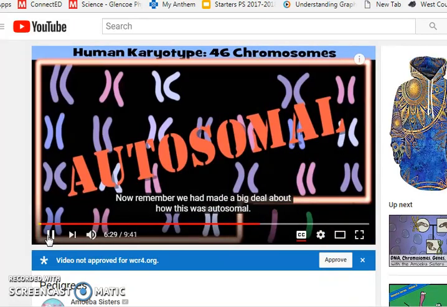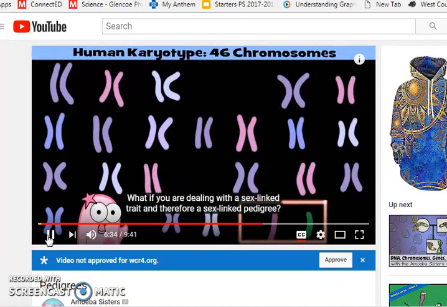Now, remember how we made a big deal about how this was an autosomal pedigree? Well, what if you're dealing with a sex-linked trait and therefore a sex-linked pedigree?